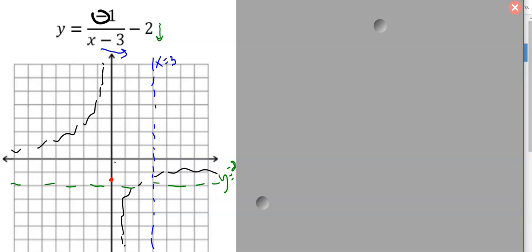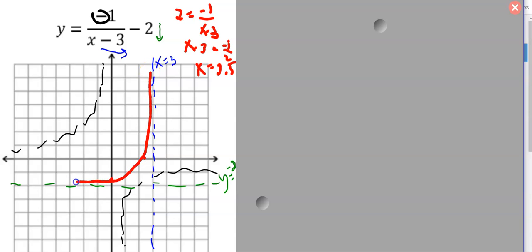The x-intercept, plug in 0 for y. So if you do that, you end up getting 2 equals negative 1 over x minus 3. Multiply by that, divide by that, you get x minus 3 equals negative 1/2. So you get x equals 3 plus negative 1/2, or 2.5, I think. So 2.5-ish, right about there. So the graph here looks something like this.